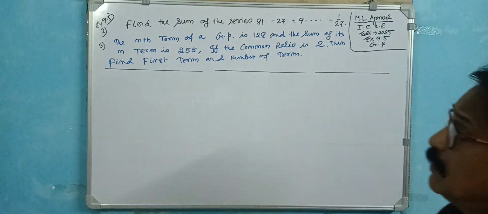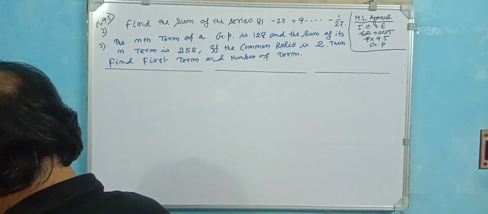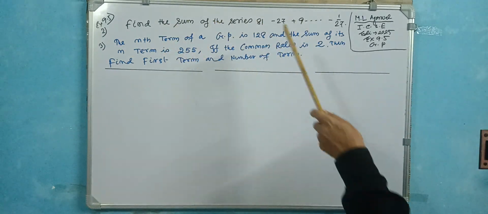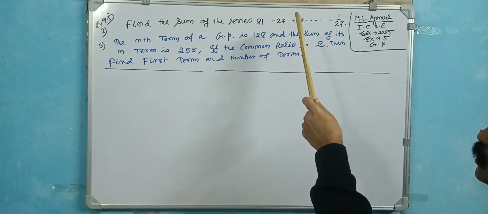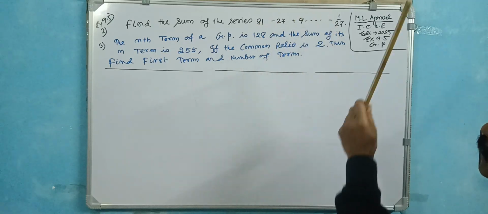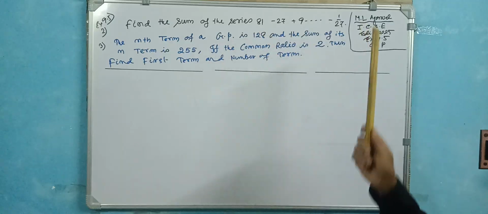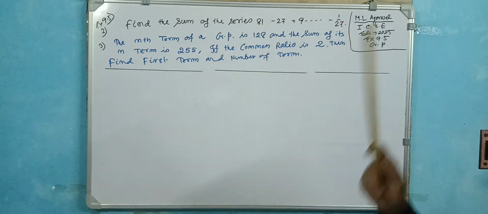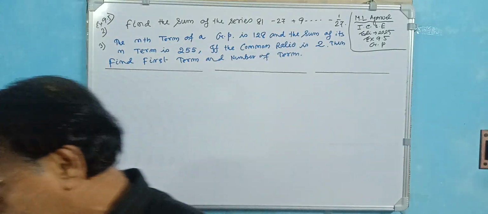The first sum is: find the sum of the series. This is the series: 81 minus 27 plus 9 and so on, up to minus 1/27. Write the series in this way. This is the first term, this is the second term, this is the third term, and this is the last term.